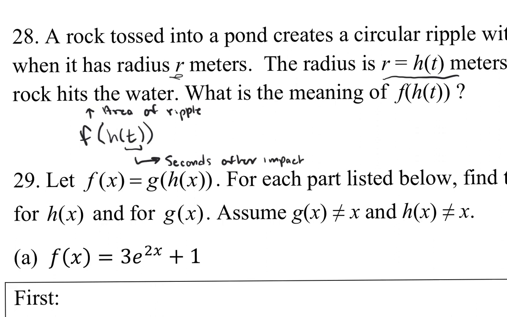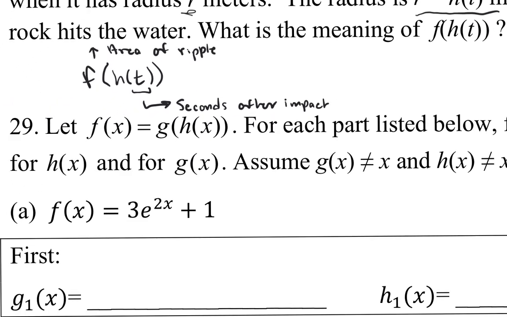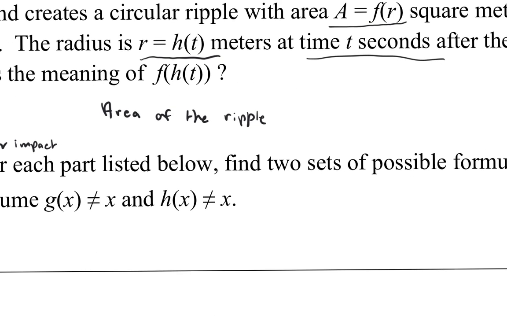If we notice, what we essentially have here is that we're inputting seconds after impact, which gives us the radius, which goes into f, which gives us the area. So we're putting in t and getting out f. So we have the area of the ripple as a function of the time since the impact.